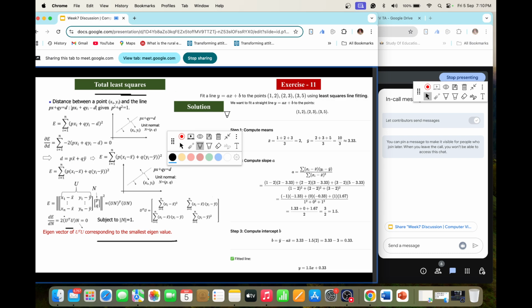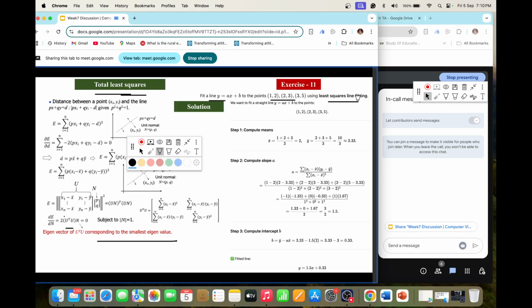Let's solve one numerical for each. That will be much easier to understand. Fit a line y equals ax plus b. These are the points: (1, 2), (2, 3), (3, 5). Using least squares line fitting, we want to fit a straight line y equals ax plus b to these points. So we have to find y equals mx plus c, or ax plus b here. So m is nothing but a here, and c is nothing but b.